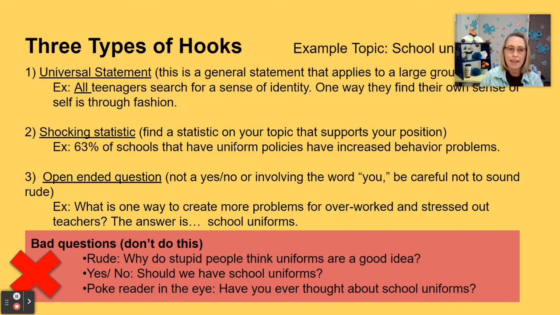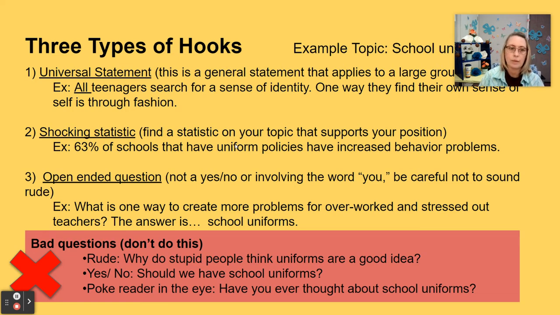So here are 3 types of hooks. You can do a universal statement. For example, all teenagers search for a sense of identity. One way they find their own sense of self is through fashion, and that would be for school uniforms as the topic. Okay, so all teenagers something, or all people something, or all schools something, or schools around the world, or teenagers around the world, something to do with your topic.